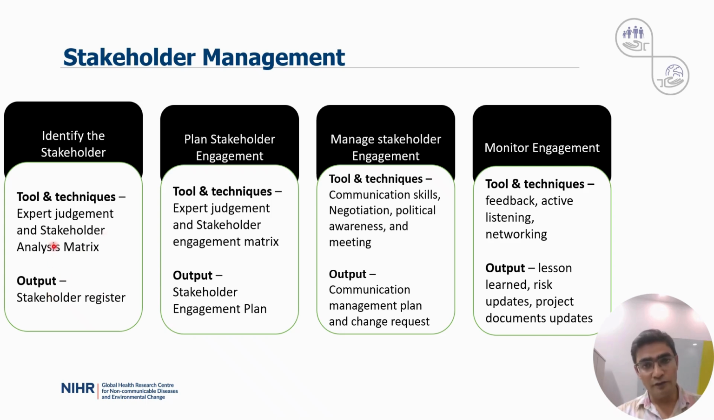The output of this step is a stakeholder register, which lists all the identified stakeholders along with their role, interest, and level of influence. In the second step, we develop a strategy to engage each stakeholder effectively. Again, expert judgment plays a role, especially from individuals with prior experience managing diverse stakeholder groups.